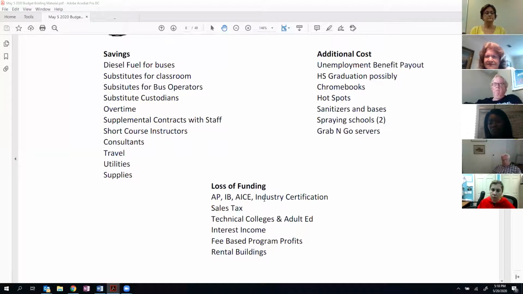Our technical colleges and adult ed are going to have a loss of funding because they have not been able to offer the programs. A lot of those are hands-on. You can't have somebody working a diesel engine virtually. So there's some areas where they're going to lose some funding.